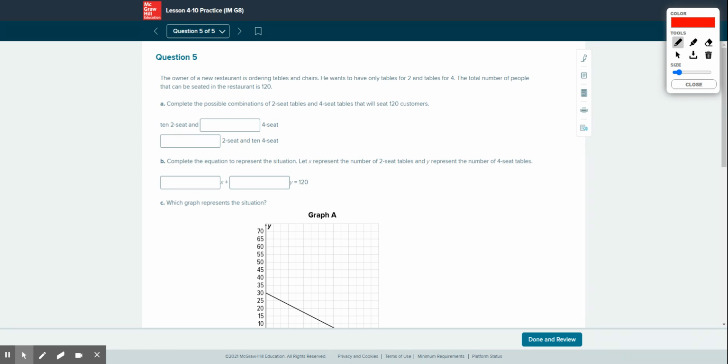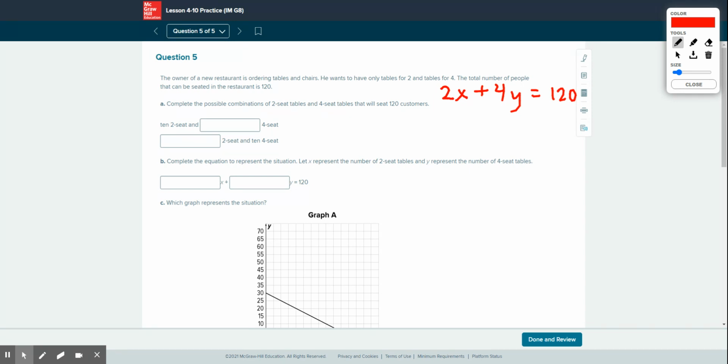I'm kind of impatient, and I would just like to start you off with the 2 equations we can get. When we look at this, he wants to have only tables for 2 and tables for 4. So the question is, how many tables for 2 and how many tables for 4 would it take to accommodate 120 people? The piece of information that we're missing right here is how many tables there are. So we're not quite there to be able to write the other equation just yet. We want to complete the possible combinations of 2-seat tables and 4-seat tables to seat 120 customers.